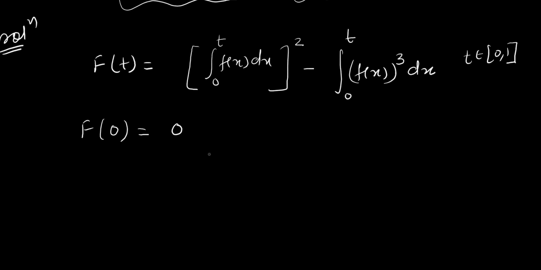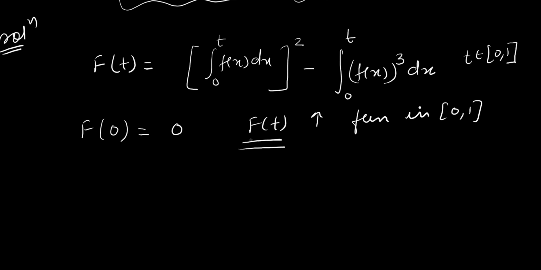So I want to prove that F of t is an increasing function in this interval. If I can prove that F of t is increasing, then automatically the value of F of t will be greater than F of 0, because you are keeping the values of t greater than 0. Since F of 0 is 0, I want to prove that F of t is positive for every t belonging to 0 to 1. If I can prove that F of t is an increasing function, the question will be solved.